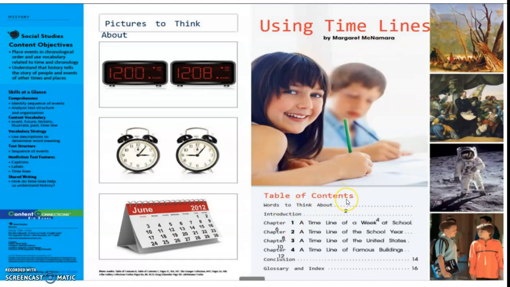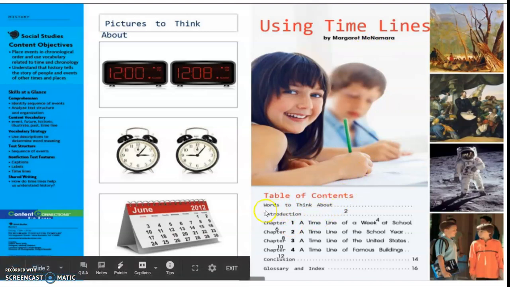And here's our table of contents. So we know this is probably going to be informational, right? Nonfiction. And words to think about. Introduction. We have Chapter 1, a timeline of a week at school. Chapter 2, a timeline of the school year. Chapter 3, a timeline of the United States. That would be a little bit of a longer timeline, wouldn't it? Chapter 4, a timeline of famous buildings. That's interesting. The life of a building. Conclusion. That means, of course, the ending of the story.